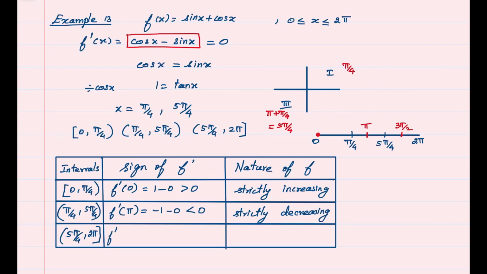Now, for the third interval, we will use 3 pi by 2. Cos 3 pi by 2 is 0 and sin 3 pi by 2 is minus 1. So, minus of minus is plus, greater than 0. Therefore, f strictly increases in this interval.